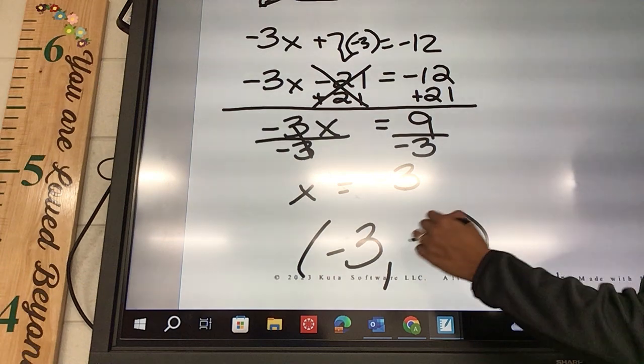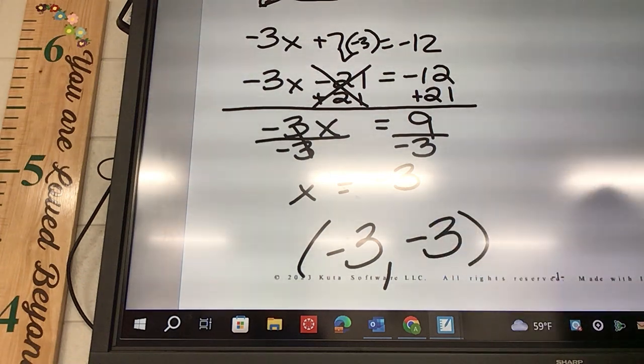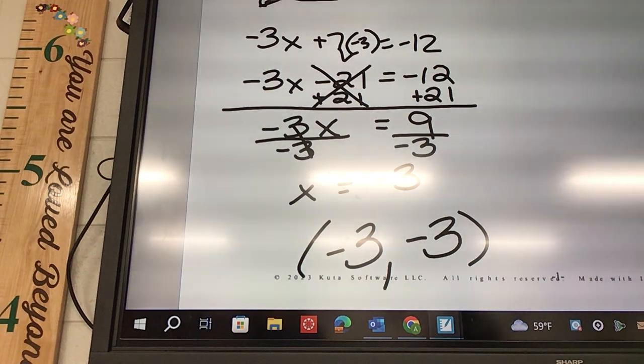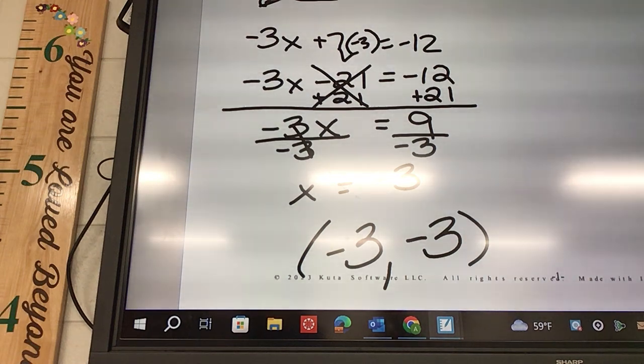Negative 3. Wait, so it has the same name, you never changed it? X and y are two different people. Oh, two different people, I think it's two different names. They just wanted to be named the same. Apparently.